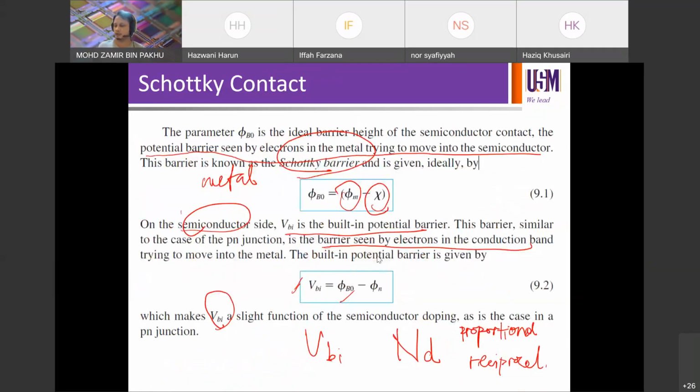Right. Joanna, can you remember the equation? VT ln NA ND over ni squared, right? Joanna, is that right? So VT ln NA ND over ni squared. So VBI is then proportional to the doping level. Okay, go back and see the equation.